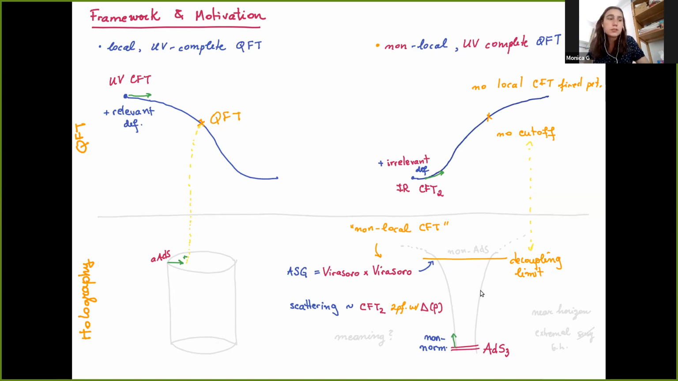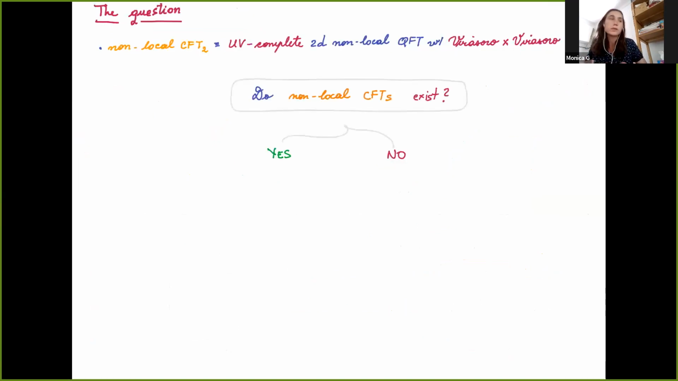So this rough holographic analysis suggests that, at least in these particular cases, the theories that one gets over here are some sort of quote-unquote non-local CFT. They're non-local theories, but they have some CFT-like features. And this is what we're interested in understanding. I can be a bit more precise. The really basic question that comes to mind is, do non-local CFTs exist? By non-local CFT, I mean just a UV complete, in this case two-dimensional, non-local QFT with Virasoro times Virasoro symmetry. That's the basic question.